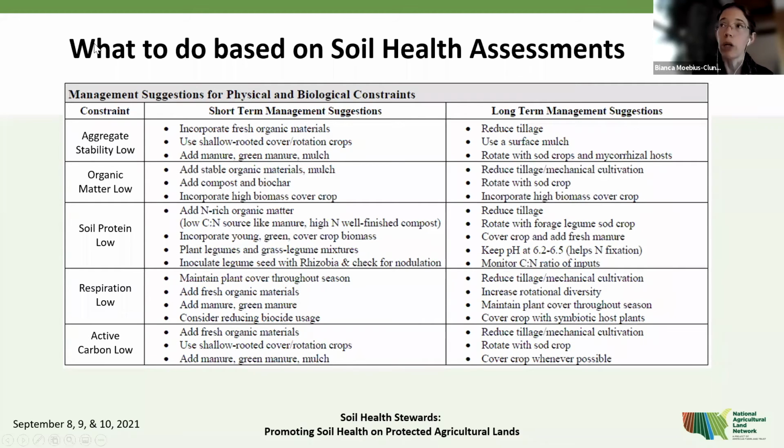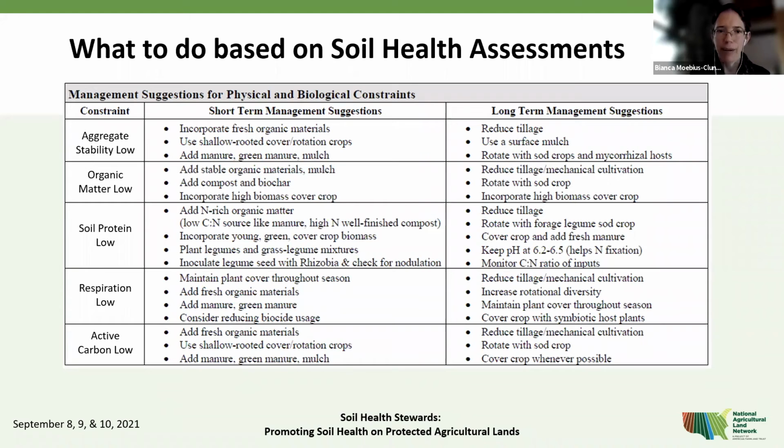So for example, if you have low aggregate stability, in the short term, you might incorporate fresh organic materials, you might use shallow root cover crops, rotation crops, you might add manure, green manure, mulch. In the long term, if you can also reduce your tillage, that would sure be a really good thing. If you can, add surface mulches, rotate with sod crops or with mycorrhizal hosts. We didn't quite get into that, but there are certain kinds of fungi that grow in the roots of organisms that are really good aggregators, right? So there's a lot we can do, and we can get into depth on that, but don't have time for that in this session.